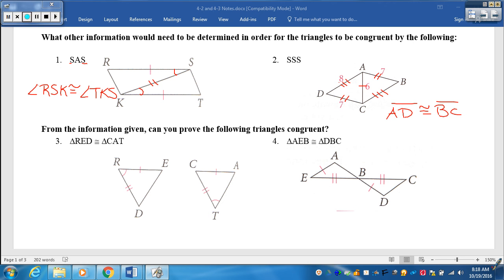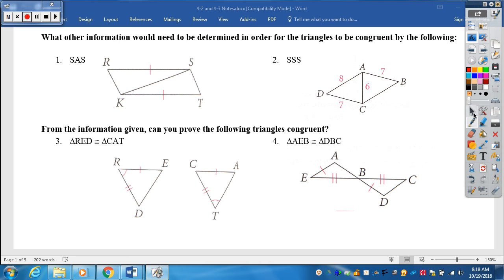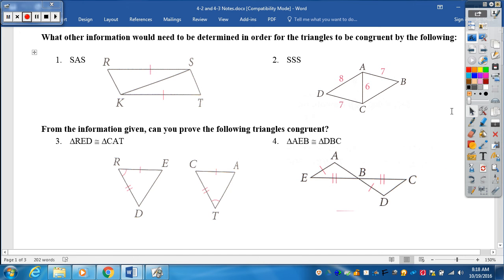So yeah, hopefully you're getting a better understanding of what side-side-side and side-angle-side are, okay? Now, looking at, can I move that like that?